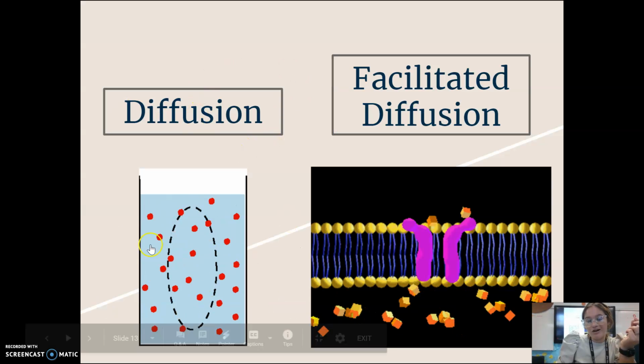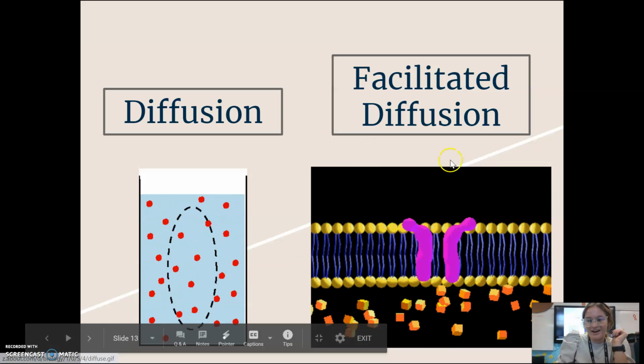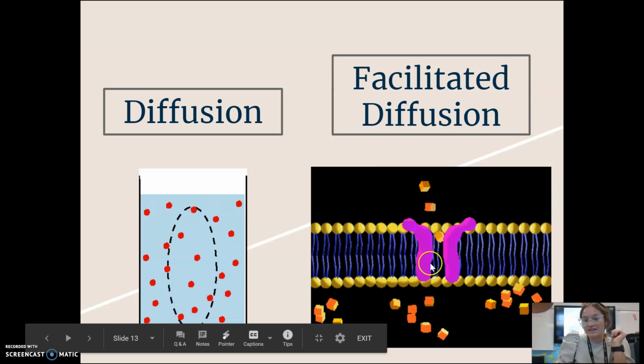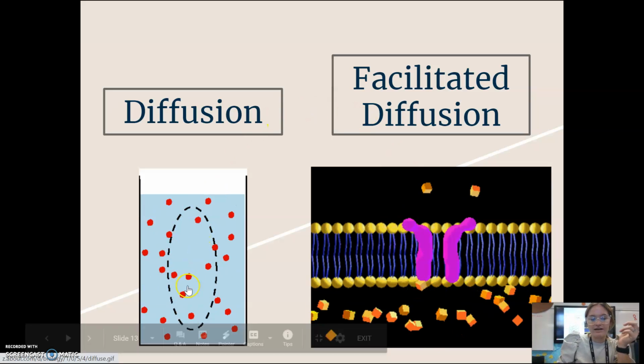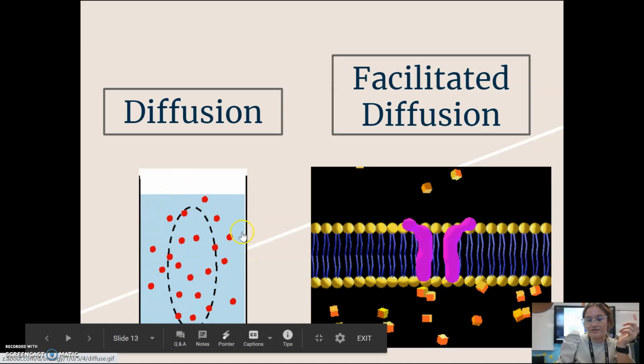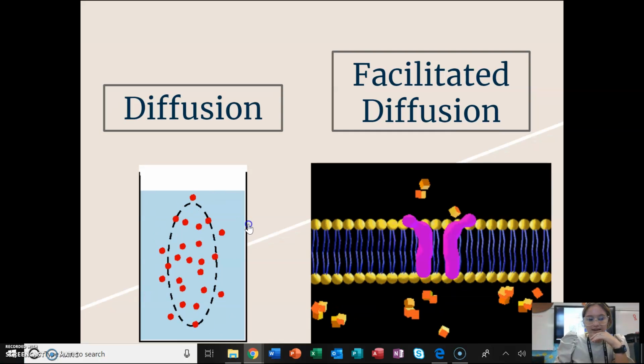Now, here are some GIFs. I know we love those. On the right, of course, we have the facilitated diffusion showing you how that protein channel would work. And then on the left, again, another GIF of diffusion. It's all about dispersion.